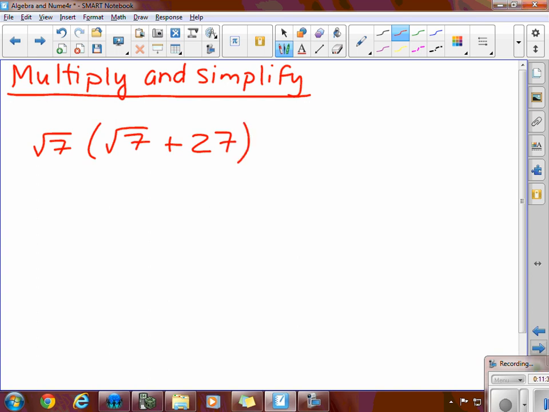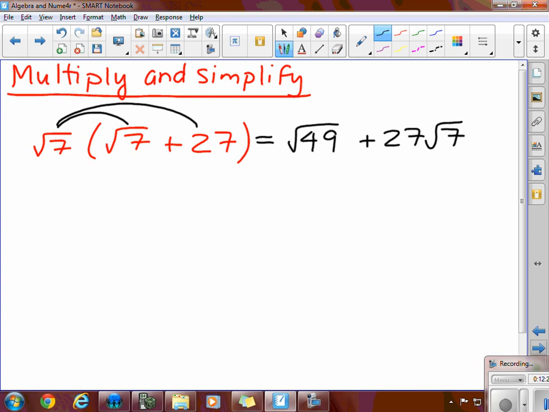27. So the 27 has no radical sign, it's just 27. This is just like the things we used to do just with x's and y's or numbers. This 7 just has to be distributed onto both those terms in there. So what is the root of 7 times the root of 7? The root of 49. We'll worry about simplifying after. And then what's root 7 times 27? I heard a few things. Pardon? I don't want decimals ever anymore. 27 root 7. We always want exact values now.